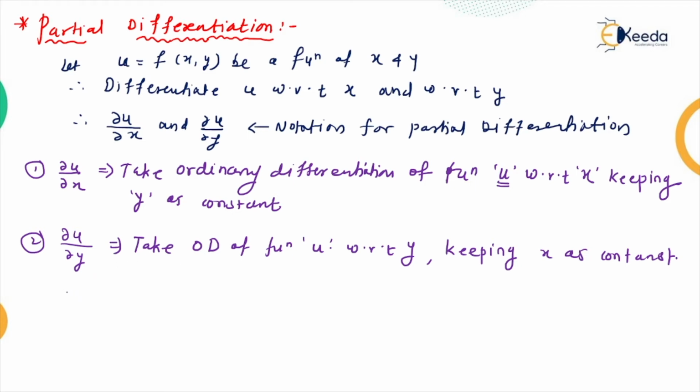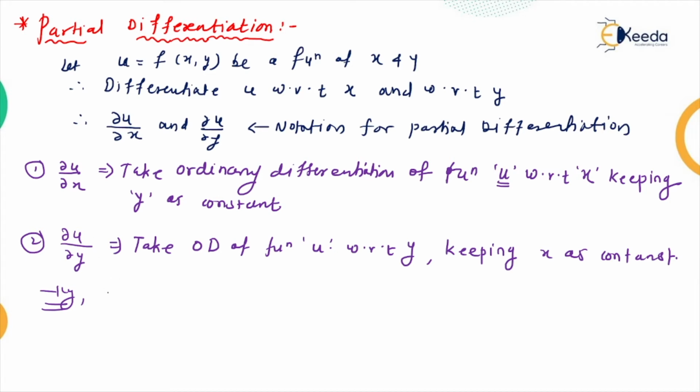So let's see. Suppose now I take some technical definition here. Similarly, if u is a function f of x, y, and we take the ordinary derivative of u with respect to x, treating y as a constant, it is denoted by ∂u/∂x, and also the differentiation of u with respect to y, keeping x as a constant, is denoted by ∂u/∂y.